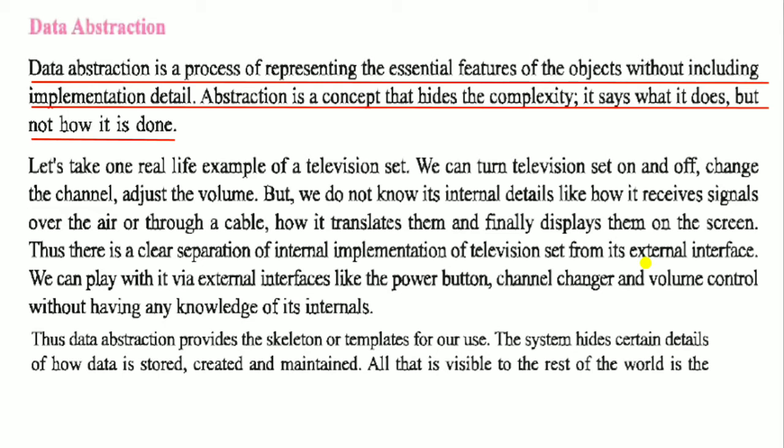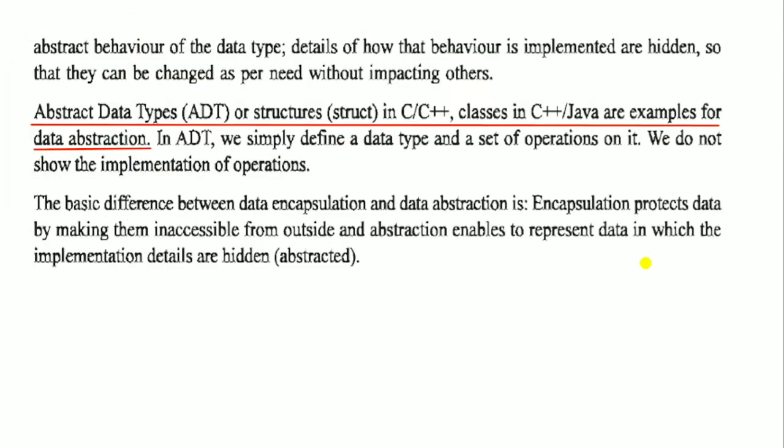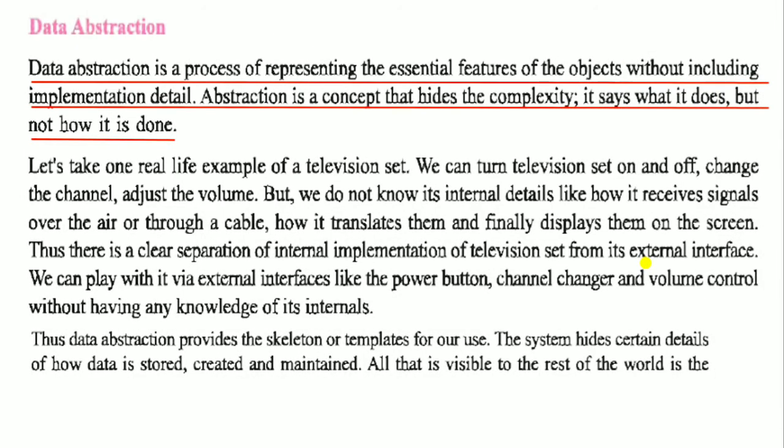The data abstraction provides the skeleton or template for our use. The system hides certain details of how data is stored, created and maintained. All that is visible to the rest of the world is the abstract behavior of the data type. Details of how that behavior is implemented are hidden so that they can be changed as per the need without impacting others. So in simple ways, data abstraction hides certain details, whatever details we want to hide.